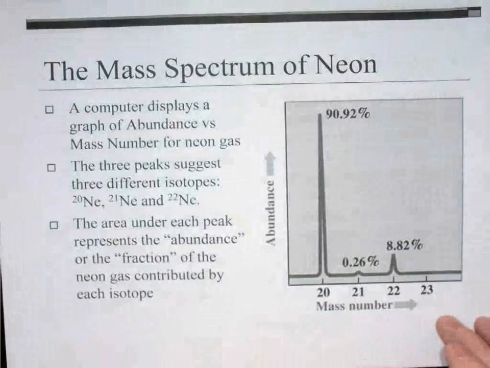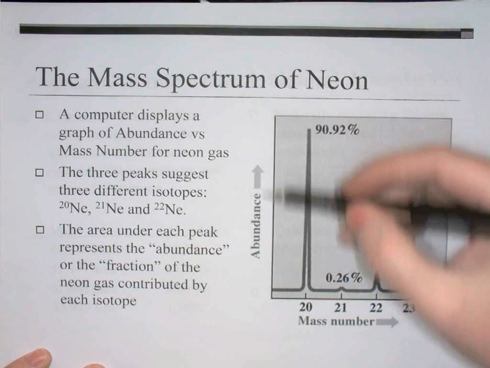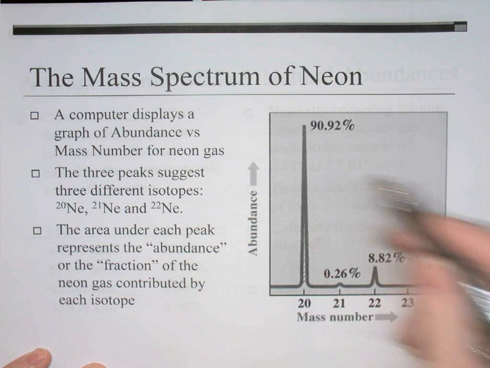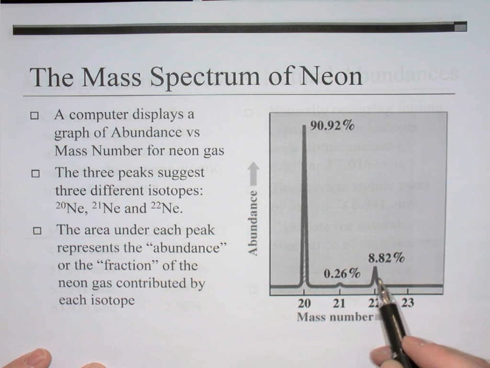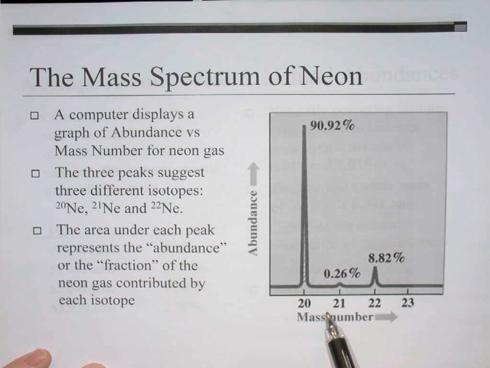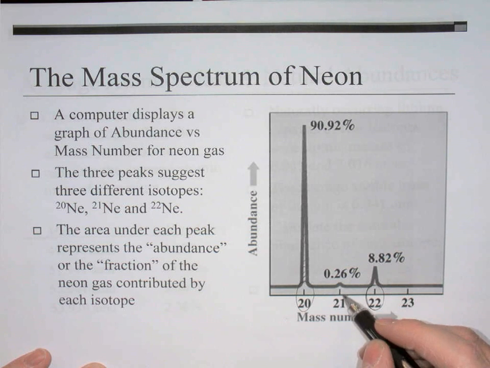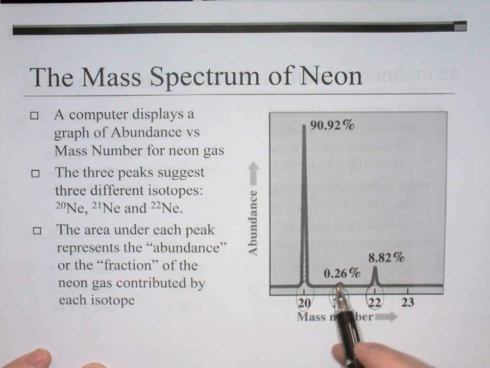A computer would display something like this, and this is called the mass spectrum. On the left of the graph is the abundance. The abundance is actually the area under the curve. So we can see in this graph with mass number on the x-axis that the computer is telling us that for neon there's 1, 2, 3 isotopes of neon. One with a mass number of 20, another over here at 22, and a really small amount of this guy at 21. I say really small because the bump there, the little peak, is very, very small.